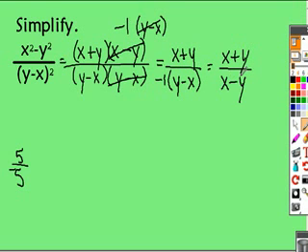If both numerator and denominator were addition, I would leave the negative outside. But because the one in the denominator was subtraction, I just distribute it. And that's your final answer. You can't cancel the x's because they are terms. You can't cancel the y.